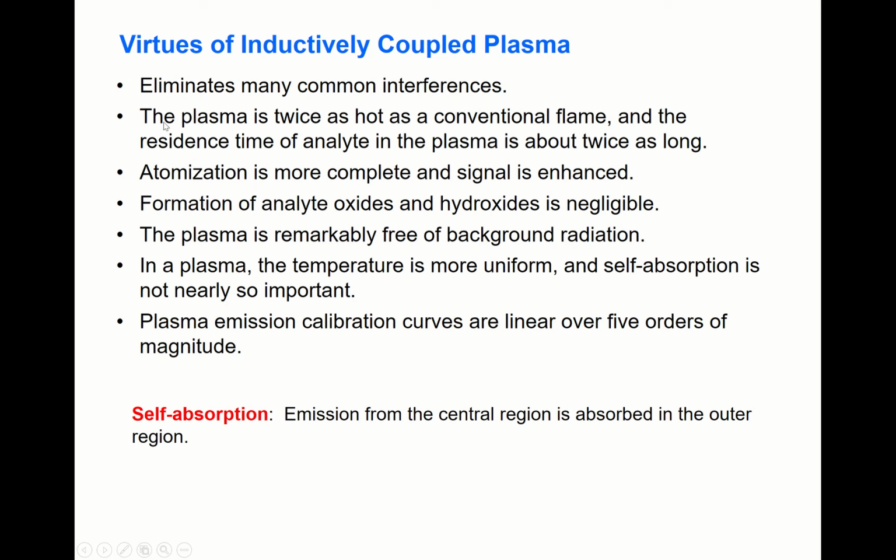Here, the plasma is twice as hot as a conventional flame, and the residence time of light in the plasma is about twice as long. So temperature is much higher, and also residence time is higher. So that makes many common interferences eliminated. And atomization is more complete and signal is enhanced.